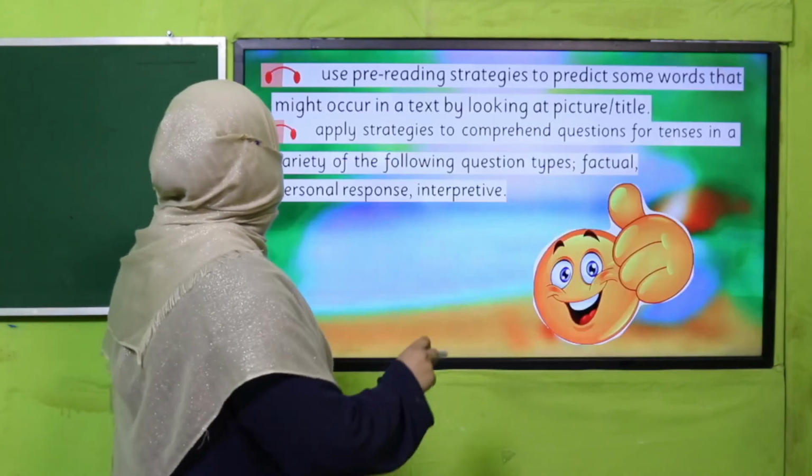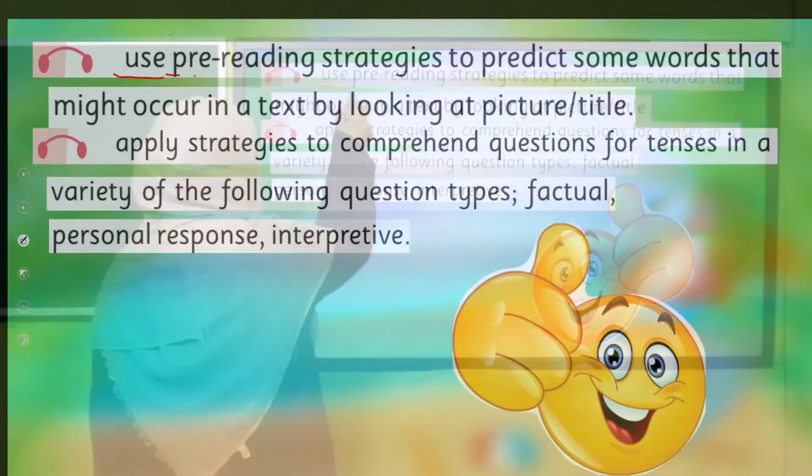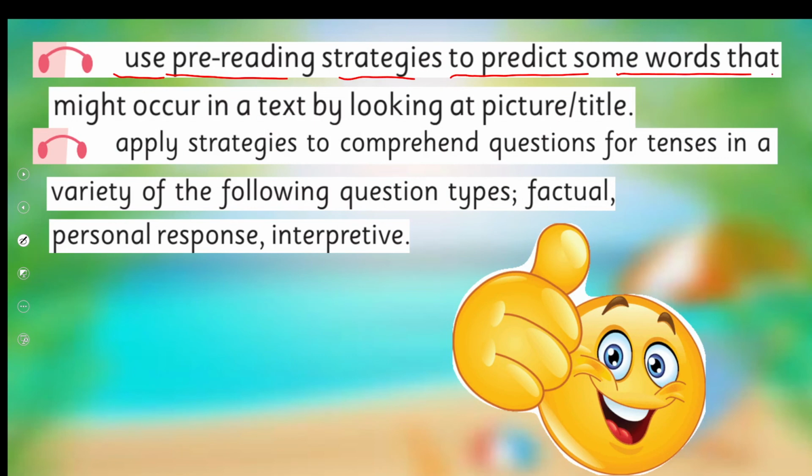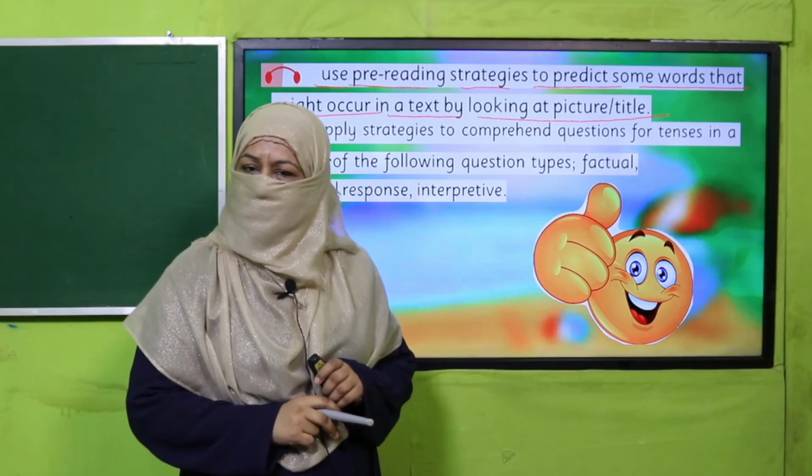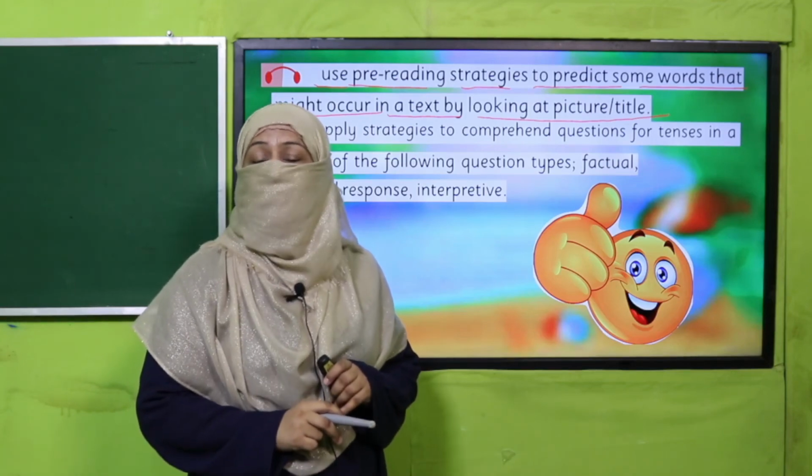So what we have learned today? We learned to use pre-reading strategies to predict some words that might occur in a text by looking at the picture. So this SLO, inshallah, we'll practice tomorrow. That's it for today. Tomorrow I'll come again with a very interesting lesson. We'll continue and complete reading of this text.